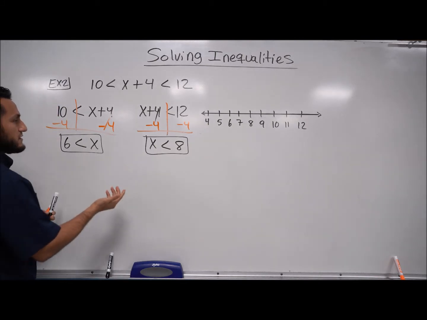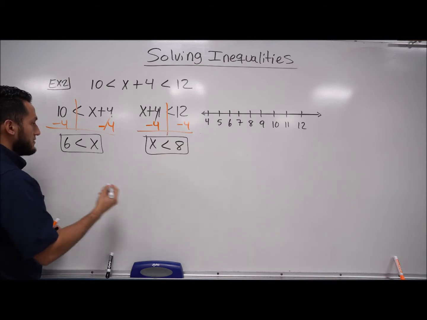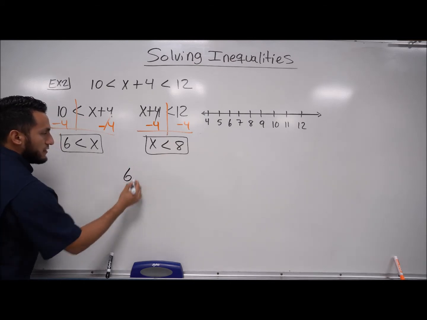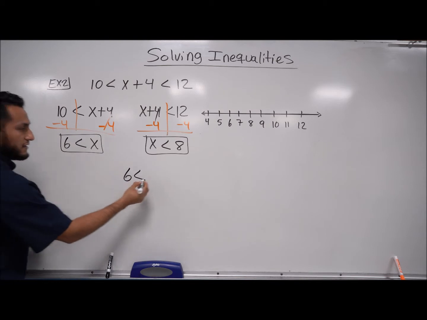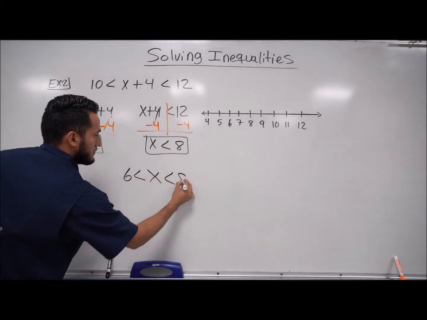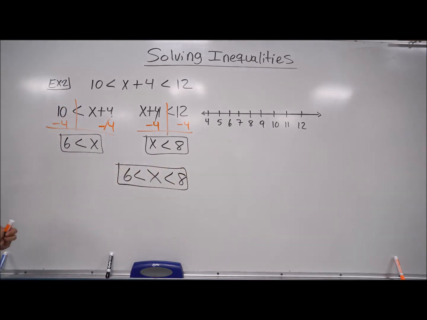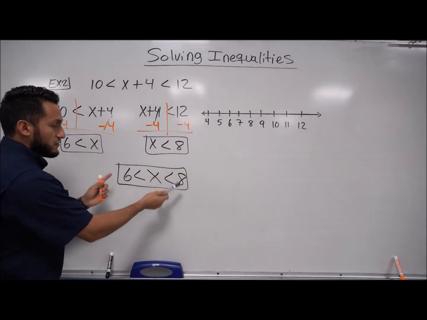And the way you do this, guys, the smaller number from the two will always go first. So the 6 is the smallest number, and then the 6 was less than the x, and then the x was less than the 8. Now this is your final answer. You have the variable between the two numbers.